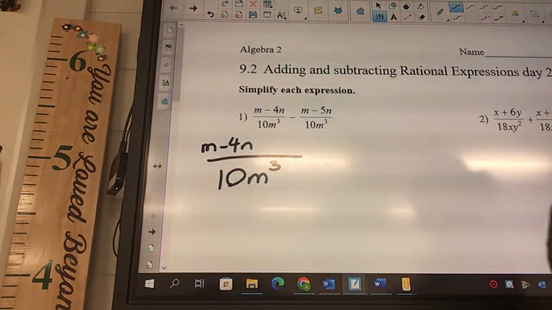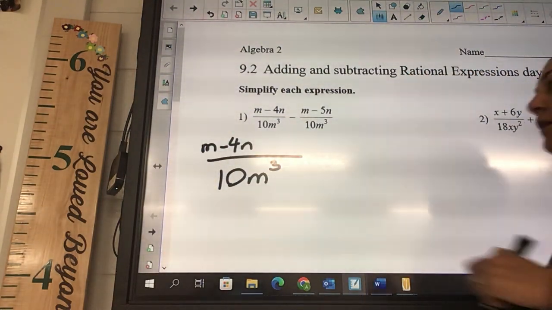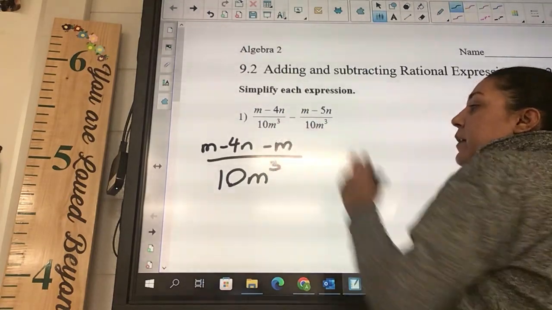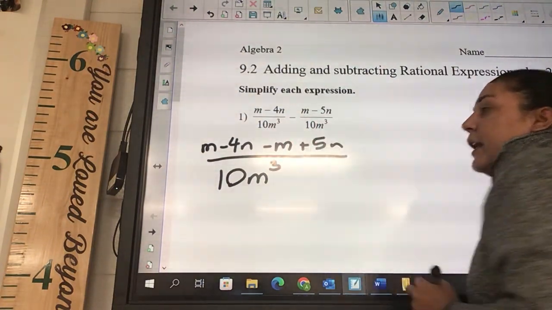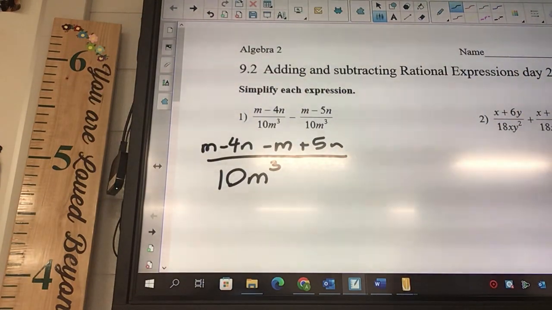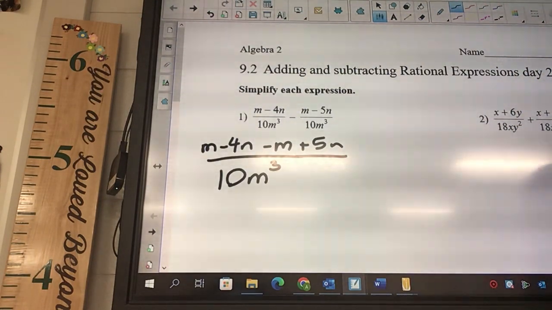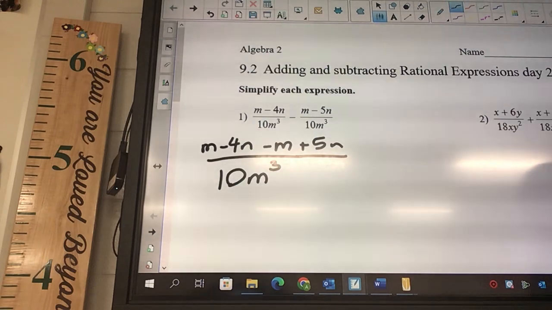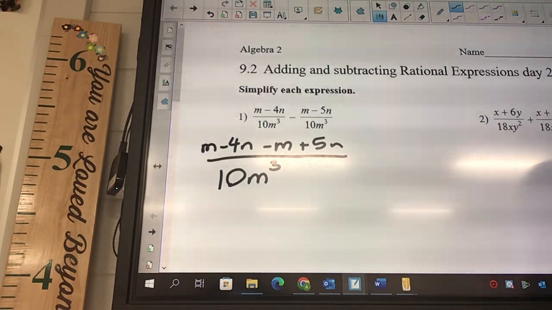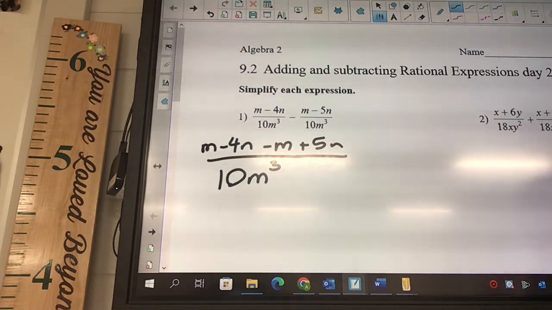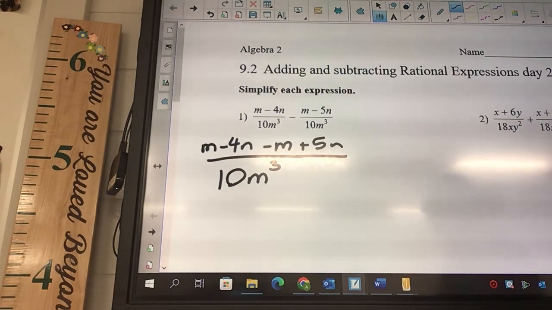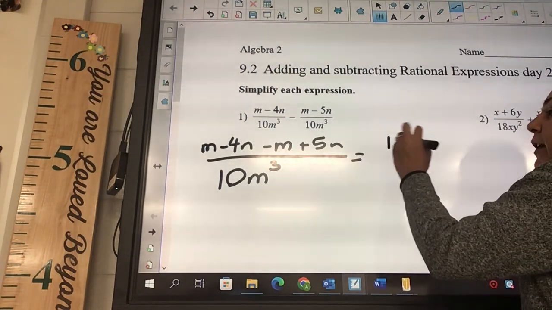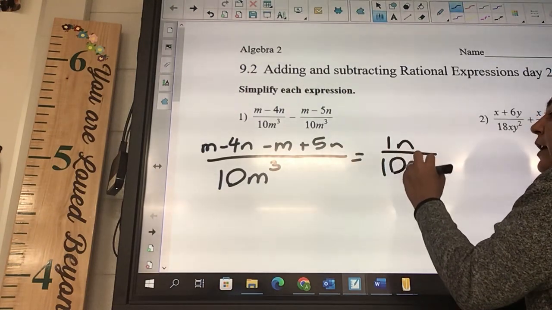What's the second part going to look like since it's a minus? Minus m, good. And a plus 5n. Good, perfect. And then we look at this and say, well, what can we combine? M and N. But then you can cancel out. Okay, so what is 1m minus 1m? 0m, which is nothing, okay? They cancel. And then negative 4 plus 5? 1n over 10m^3.